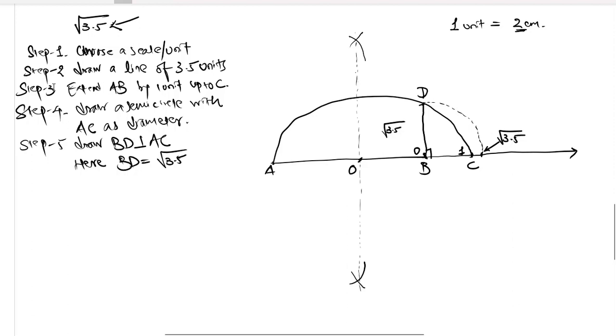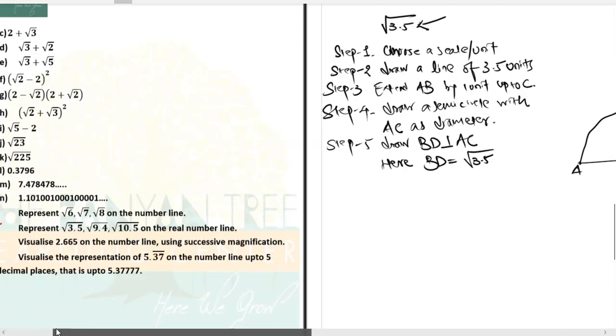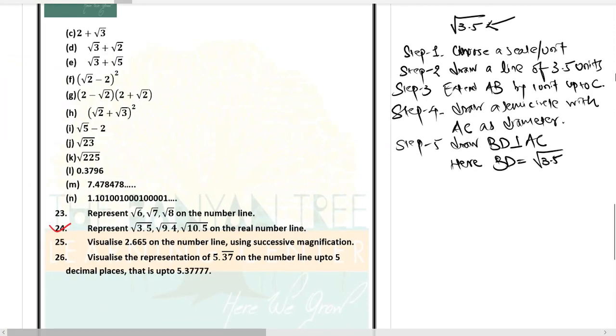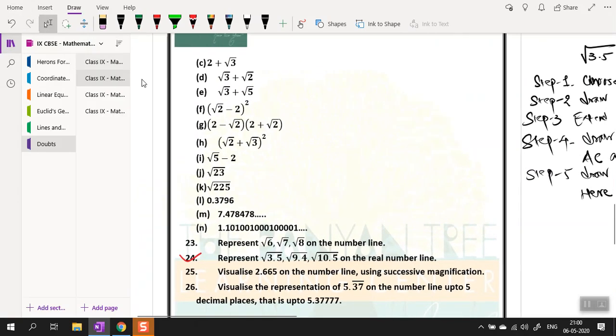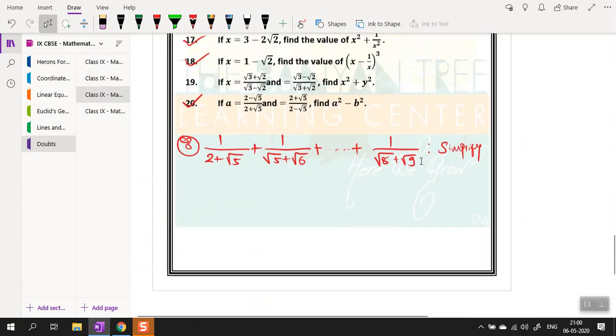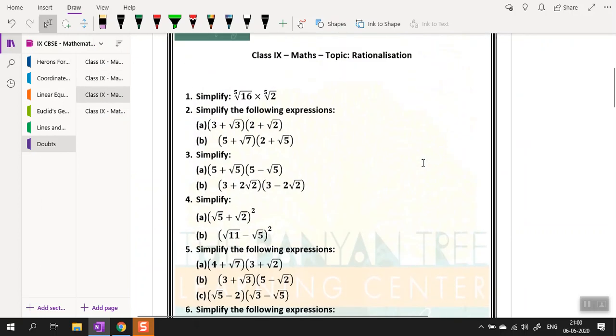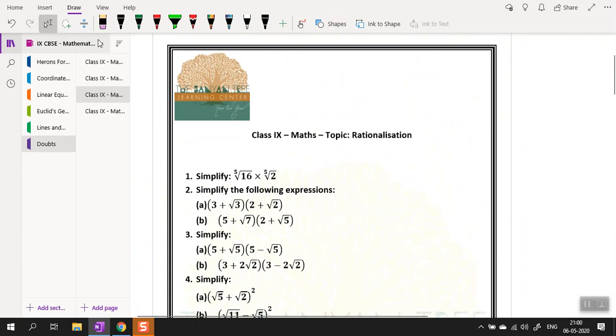Moving on to the next one. Just a moment. Okay, I think all the doubts from this particular worksheet are done. Let's move to the second worksheet, second part. Yes, so this one has got many of them.